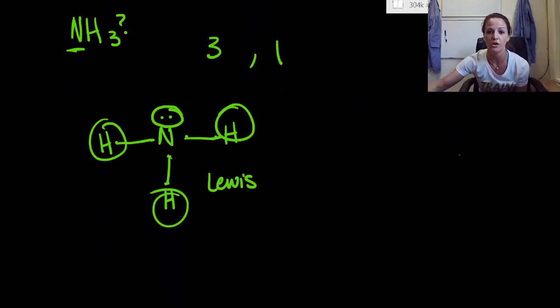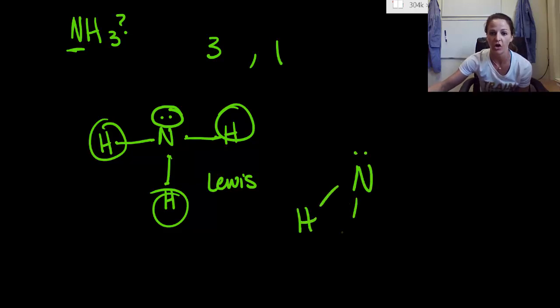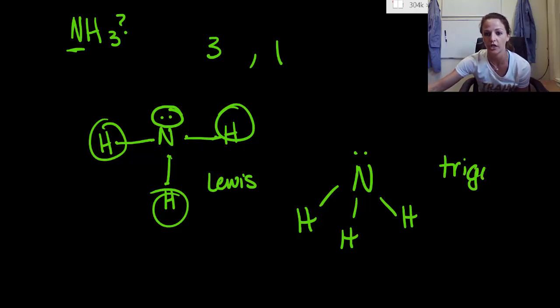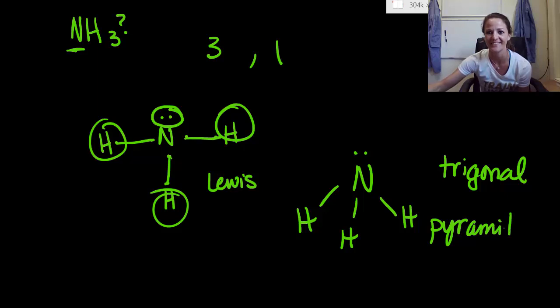So if we were to draw out ammonia properly, it would look something like this. It would have a lone pair, and it would have all 3 of the hydrogens sticking down, and this would be called trigonal pyramidal, not pyramidal.